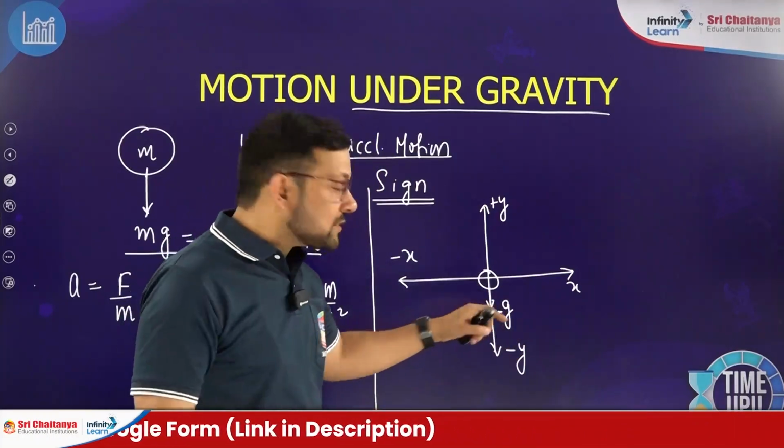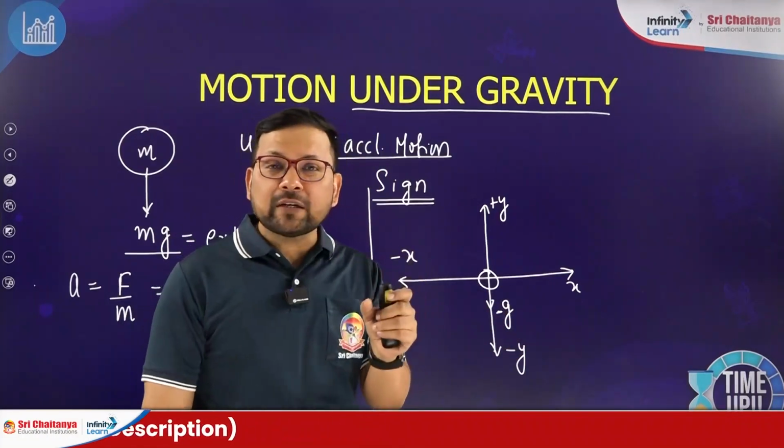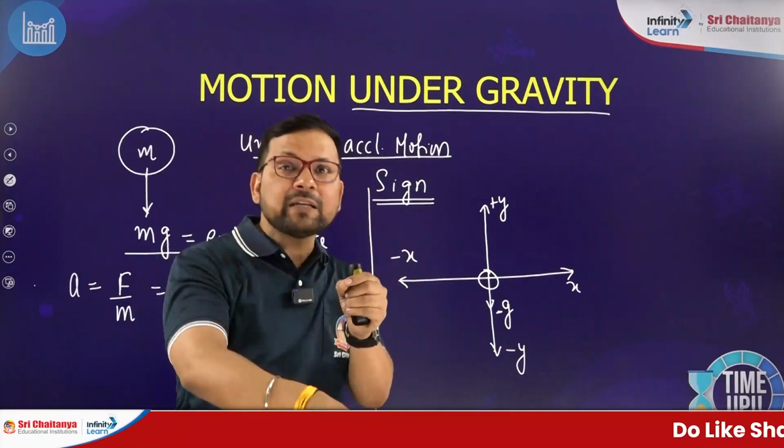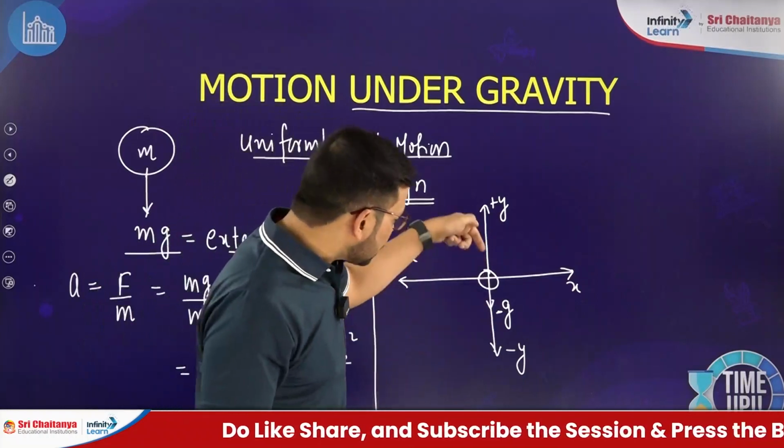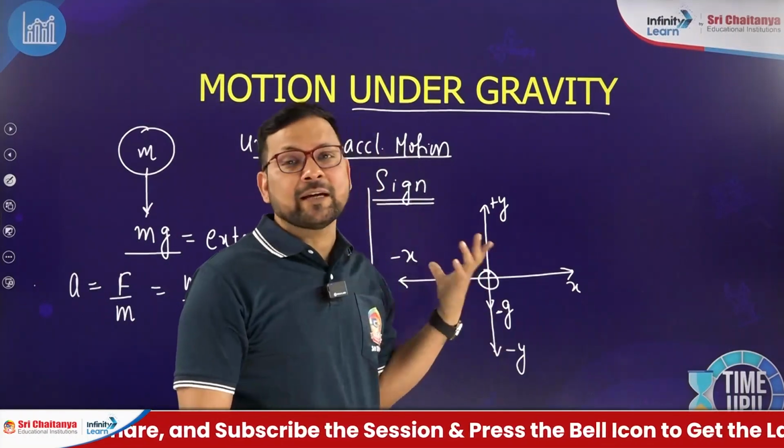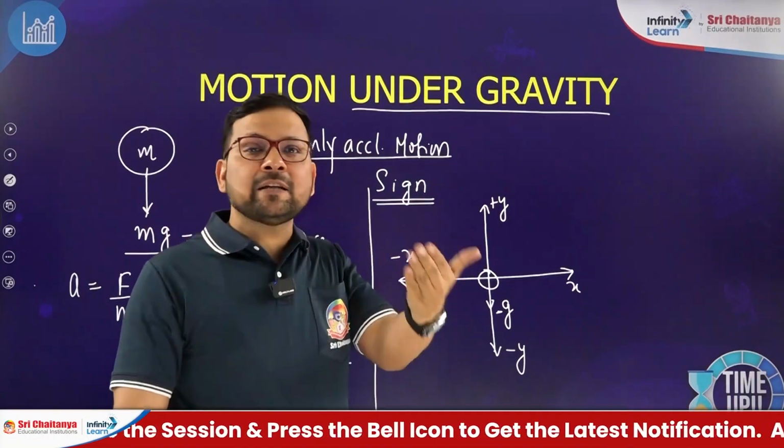That is not because g is negative. It is that the acceleration vector is along the negative y-axis. So the y-axis is negative, and since g is towards the negative y-axis, the direction is negative. It doesn't mean that g is less than 0.